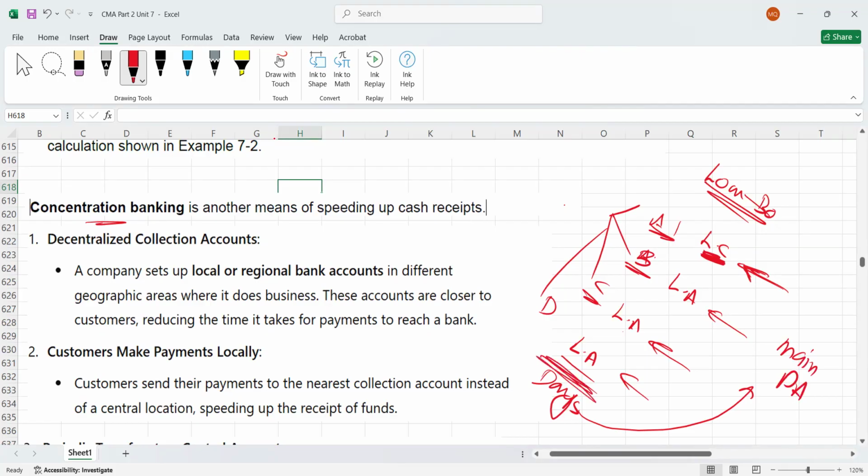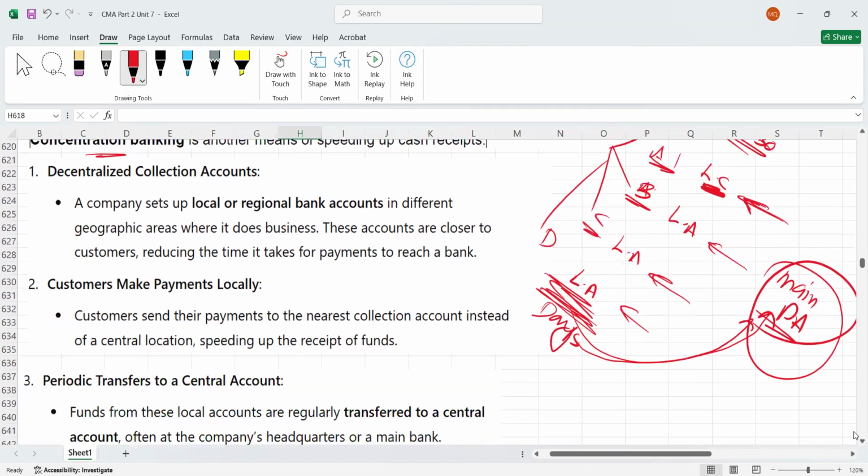So all the collections which they have collected in the local accounts, they will send, maybe through online, to the main principal account. Okay, this is called concentration banking, and this account is called the concentrated account. Okay, concentrated, the main account. So here we go. This is the story explained here.